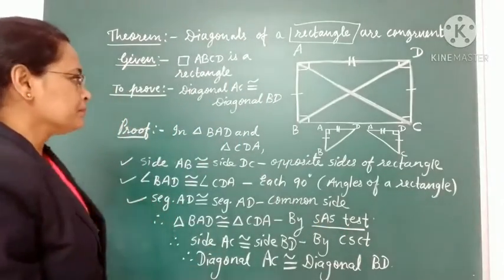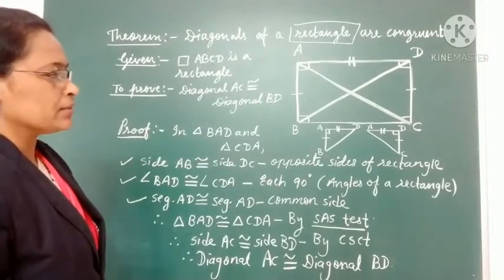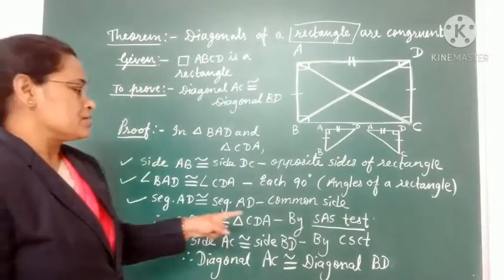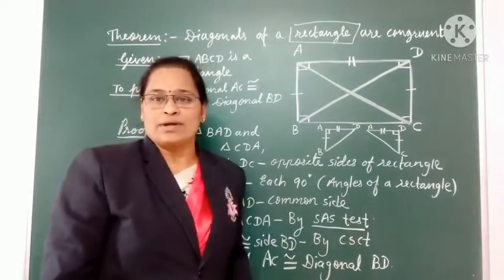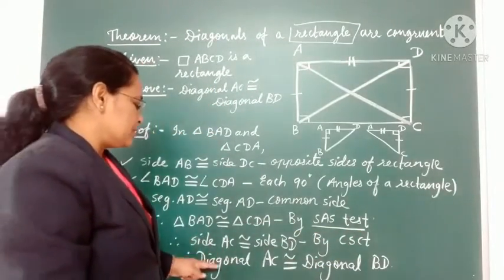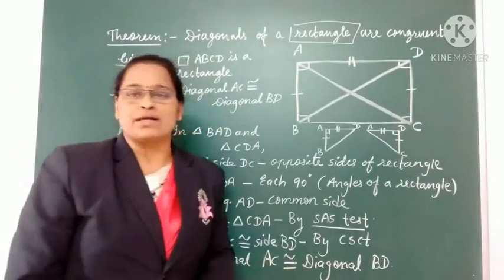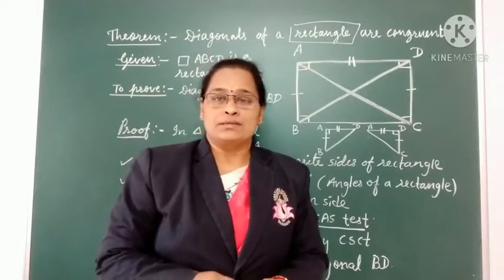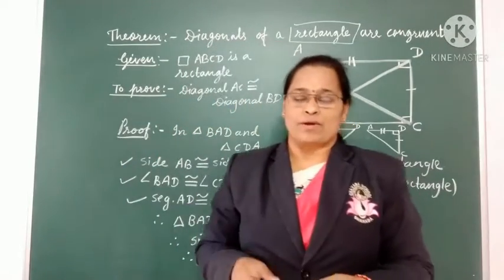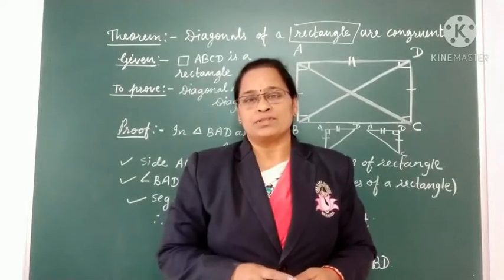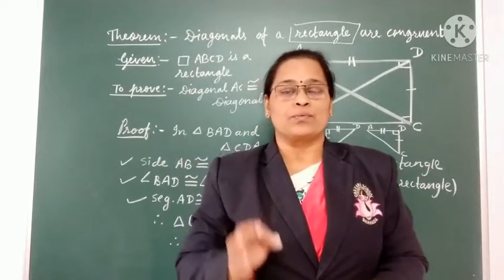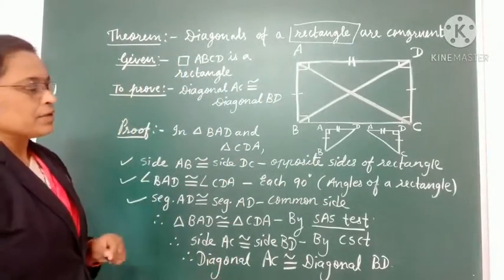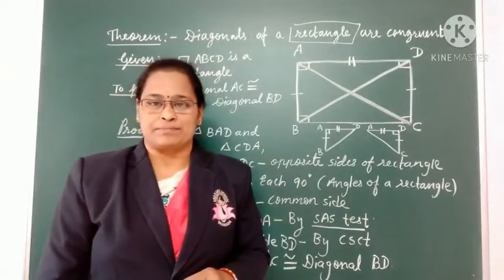the triangles. Now once we have proved that both the triangles are congruent, we can say that side AC and side BD are congruent by CSCT, corresponding sides of congruent triangles. And these sides are nothing but the diagonals, therefore diagonal AC is congruent to diagonal BD. In this way we can prove that diagonals of a rectangle are congruent. Similarly, we can have the same property for the square also. In place of rectangle, the property of the square will be like this, that diagonals of a square are congruent. So the same way you have to prove the property of the square regarding diagonals.